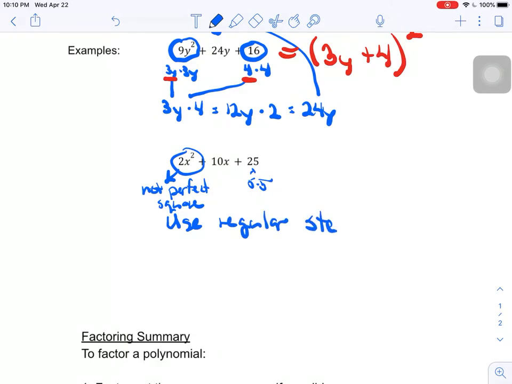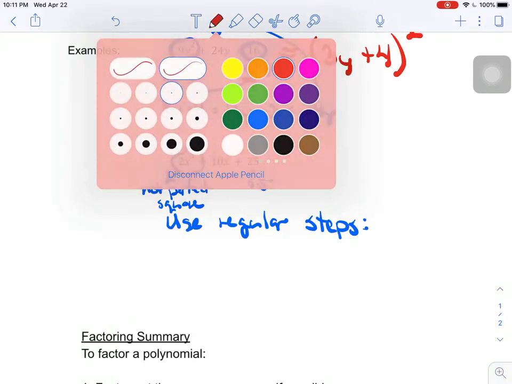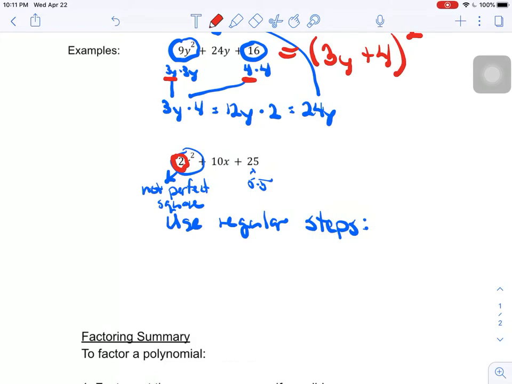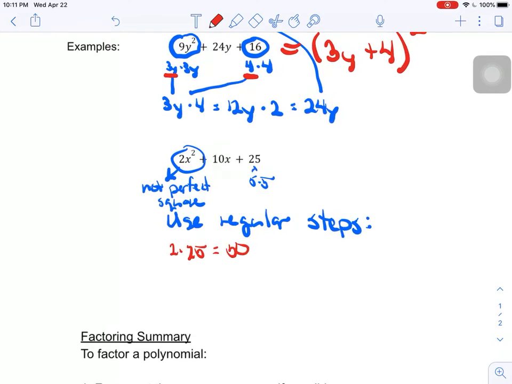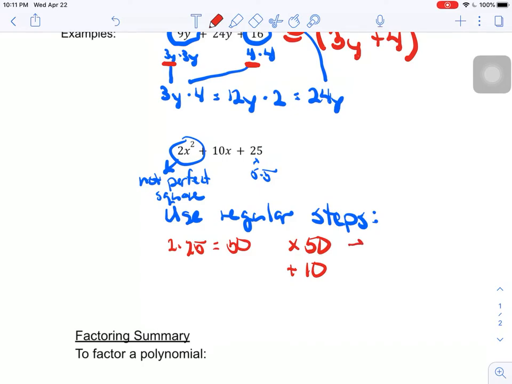So our regular steps, since this has a leading coefficient of 2, we would have to go through our process for a problem that has a leading coefficient. So I would multiply the 2 times 25, which is 50. So that means I'm looking for a pair of numbers that multiply to 50 and add to 10, because that's the middle term. So if I go through this, the different things that multiply to 50 are 1 and 50. That's not going to add to 10.